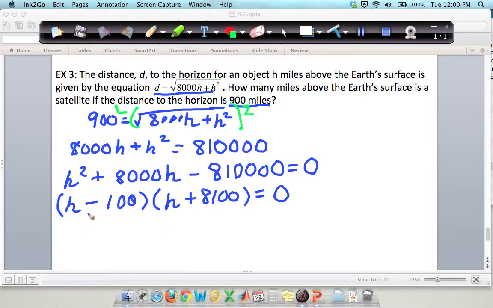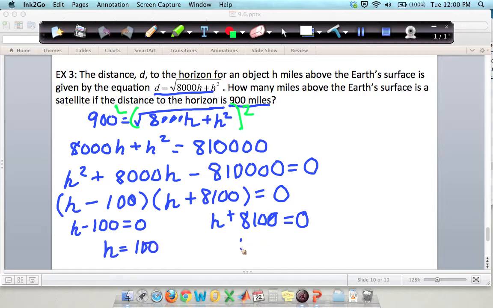So now that I've factored, I can solve. Remember, that means you need to set each one of your factors equal to 0 and solve for h. Okay, here I'm going to add 100. So I get h is 100. Over here I'm going to subtract 8,100 and I get negative 8,100. This is a word problem, and so we can't say we're at negative 8,100 miles from Earth. It doesn't make sense. So this is not a solution to this problem. So the answer is 100 miles.